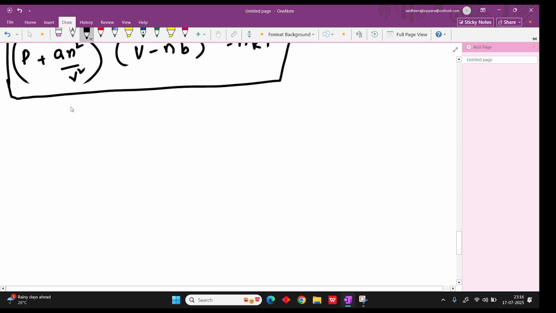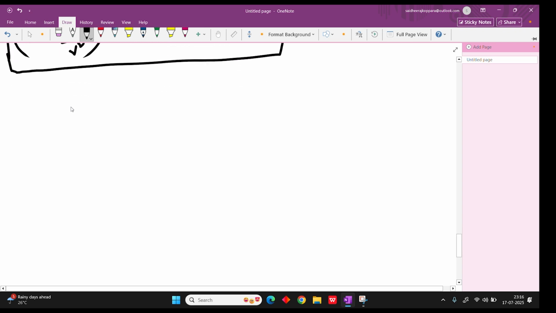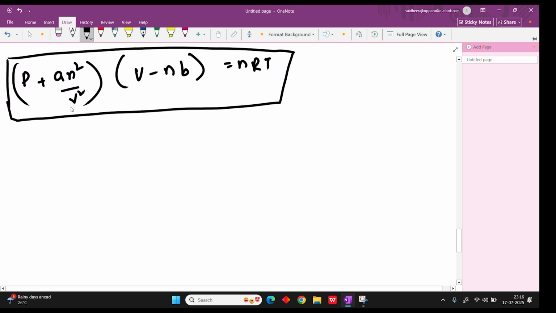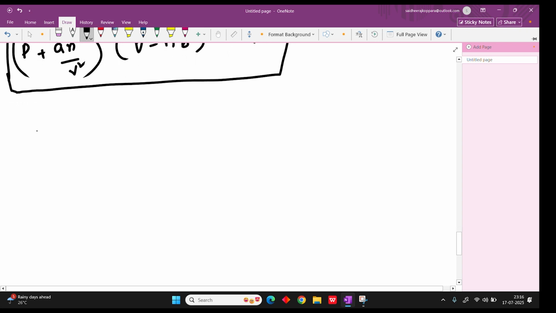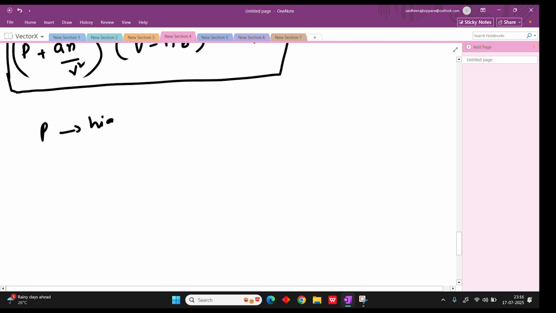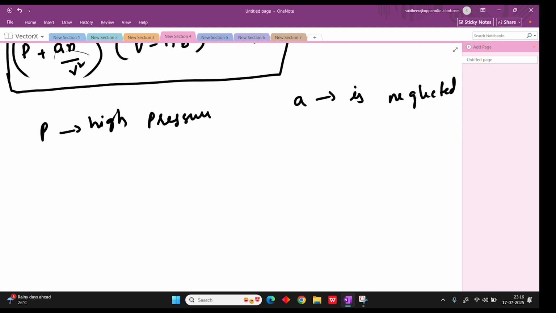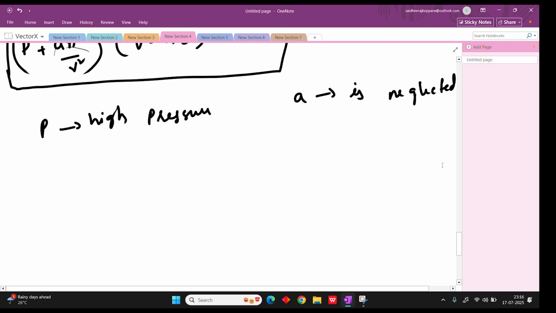Also, next one will be, see, if you are dealing with high pressure, then you can neglect this part, a is neglected, because in future when you might be studying either in your maths or physics, you will see that the higher the value is, the less the error becomes.